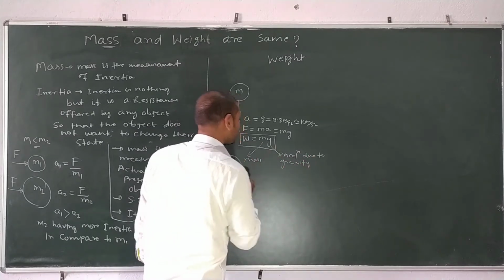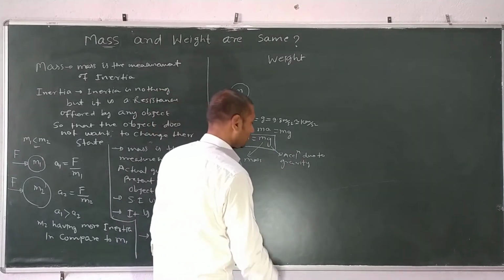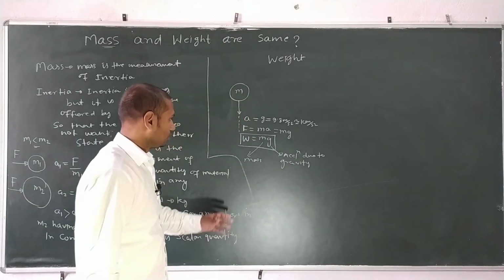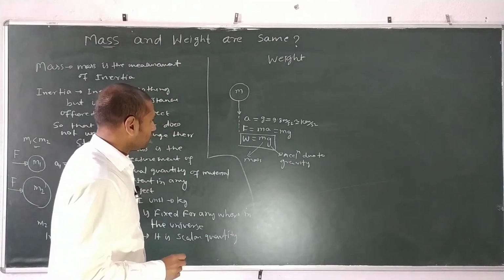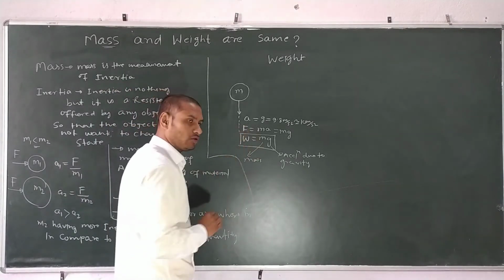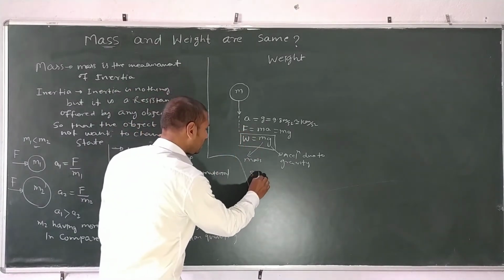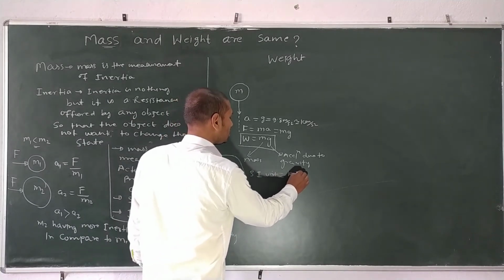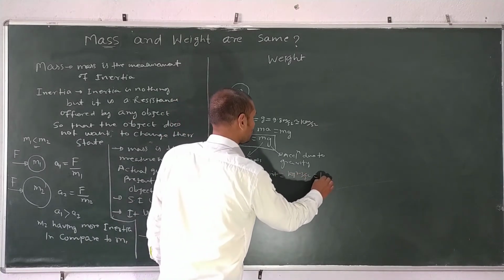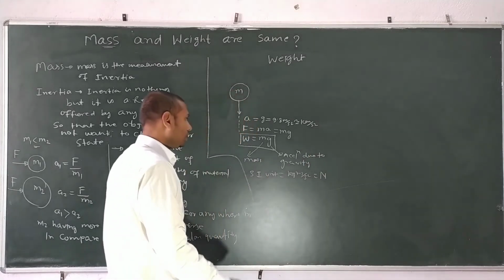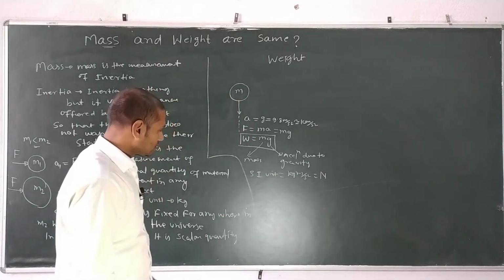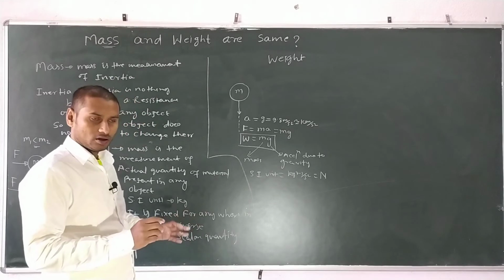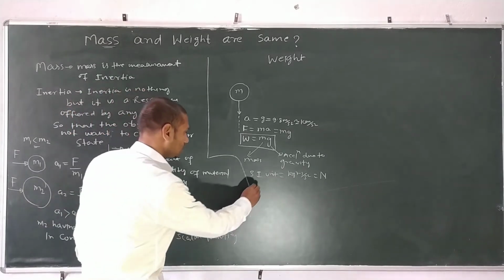Acceleration due to gravity of earth. Okay, I think you are able to follow me. So the weight is nothing but it is a type of force. So its SI unit becomes how much? Its SI unit becomes kg meter per second square, that is Newton.